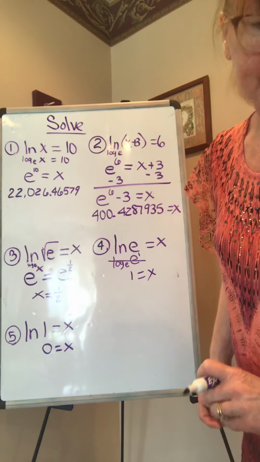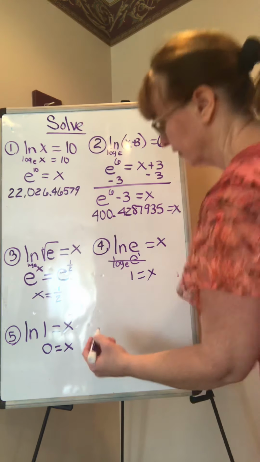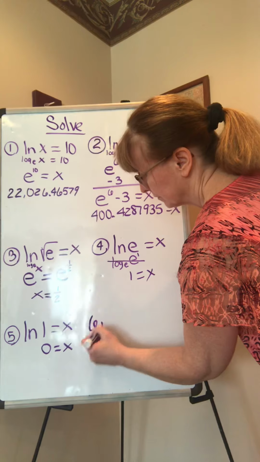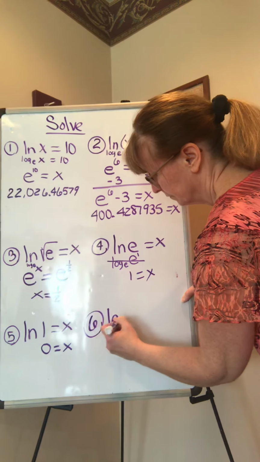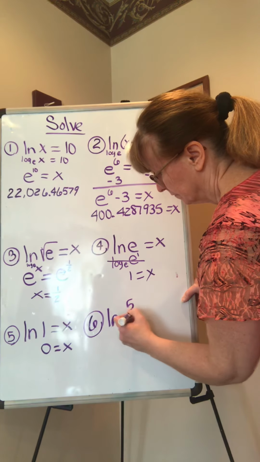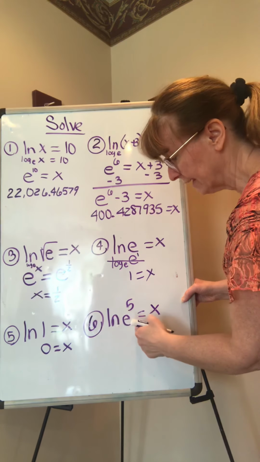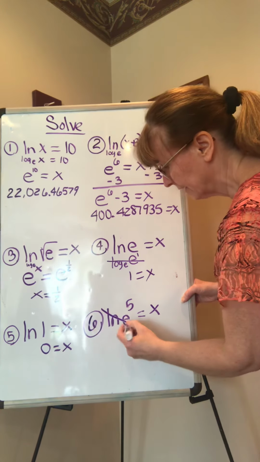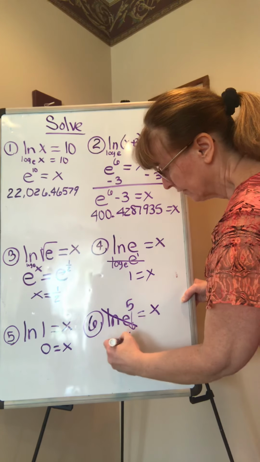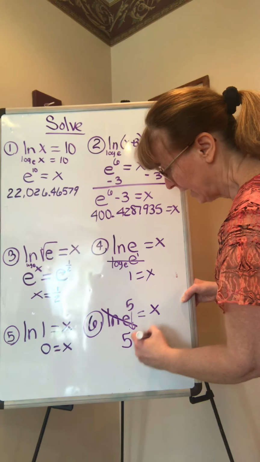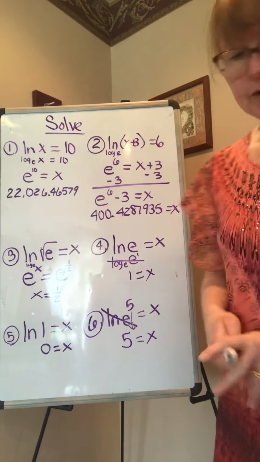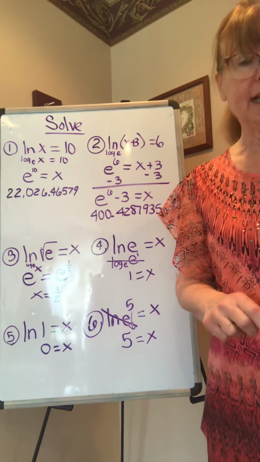Number 6 has the natural log of e to the 5th equals x. And again, these guys cancel. These are inverses. They cancel. The 5 drops down. 5 equals x. So that is the lesson.